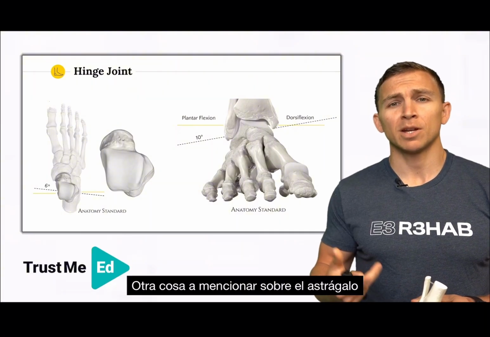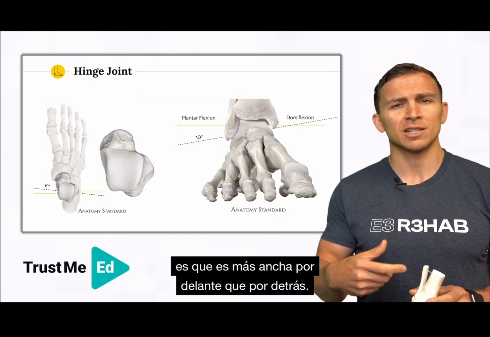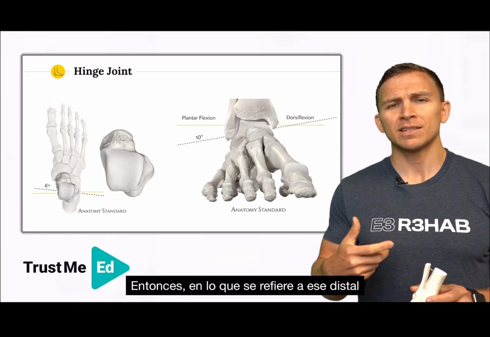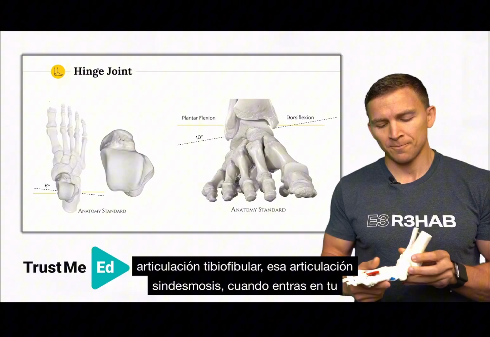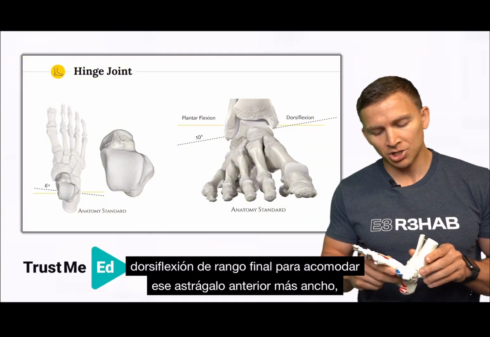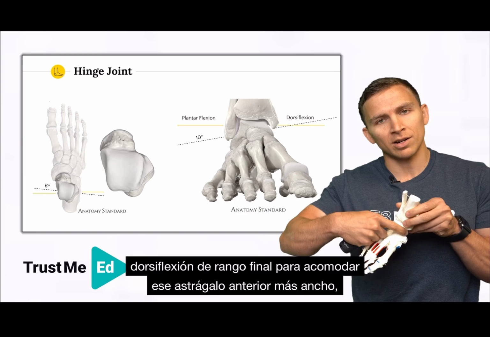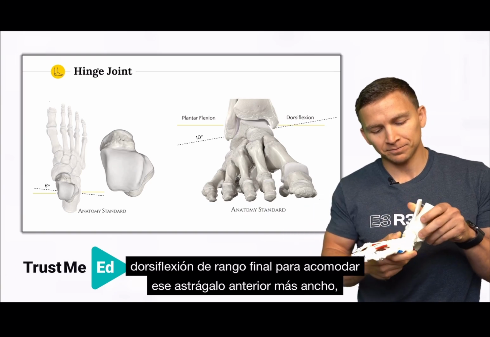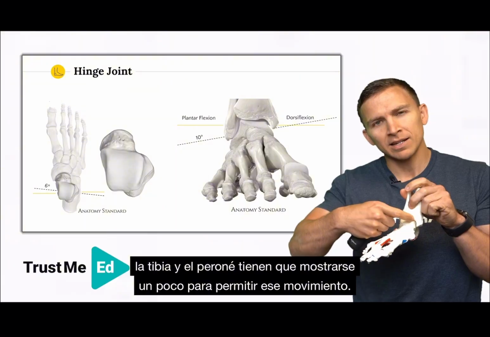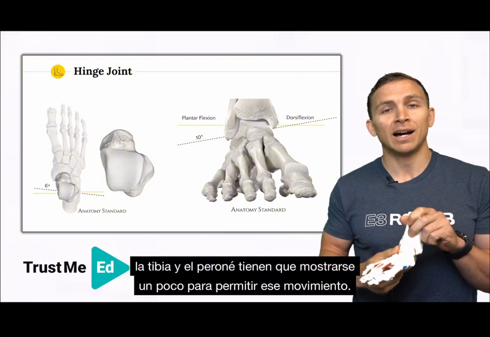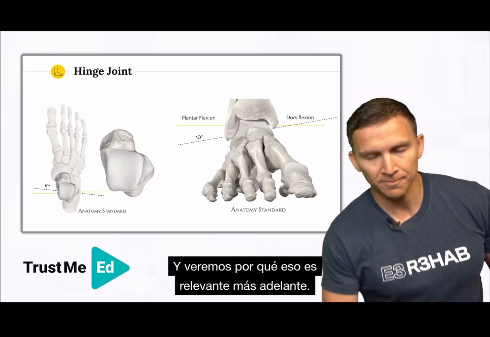One other thing to mention about the talus is that it's wider anteriorly than it is posteriorly. So as it relates to that distal tibiofibular joint, that syndesmosis joint, when you go into your end range dorsiflexion, to accommodate that wider anterior talus, that tibia and fibula have to splay just a little bit to allow for that motion. And we'll see why that's relevant later on.